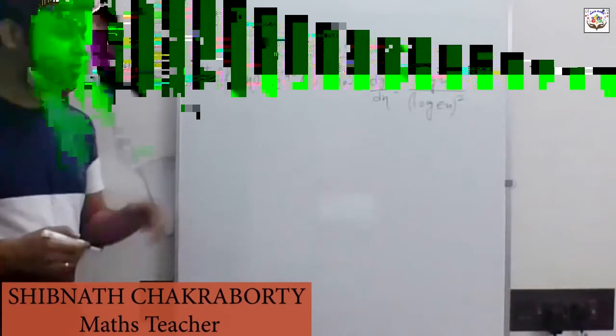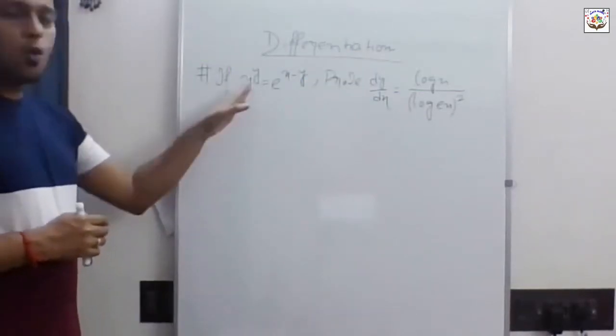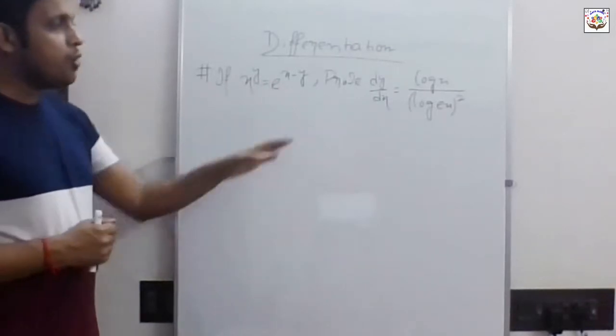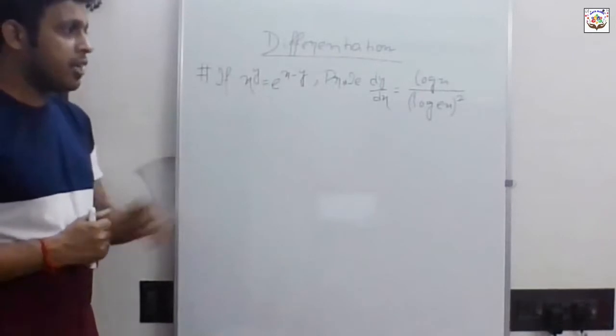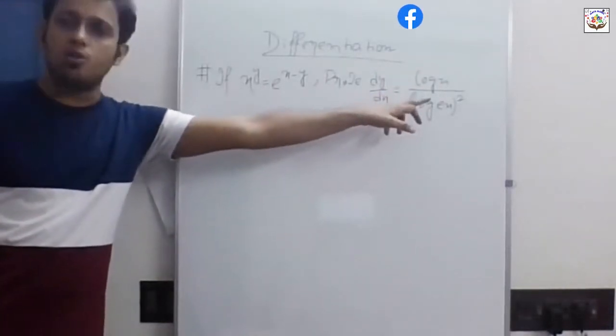So our next problem is this one. If x to the power y equals e to the power x minus y, then we have to prove dy/dx equals log x divided by (log ex) whole square.